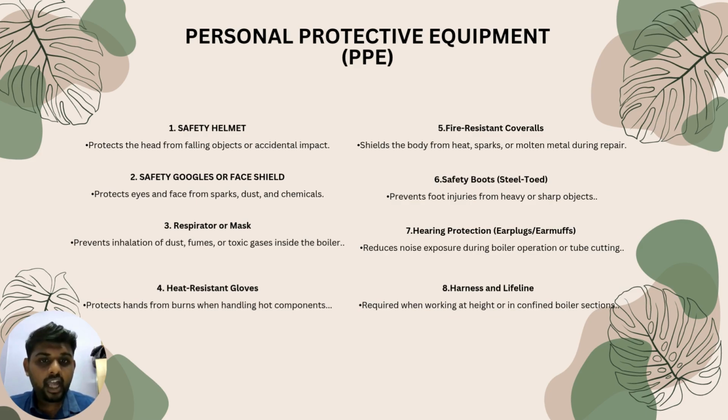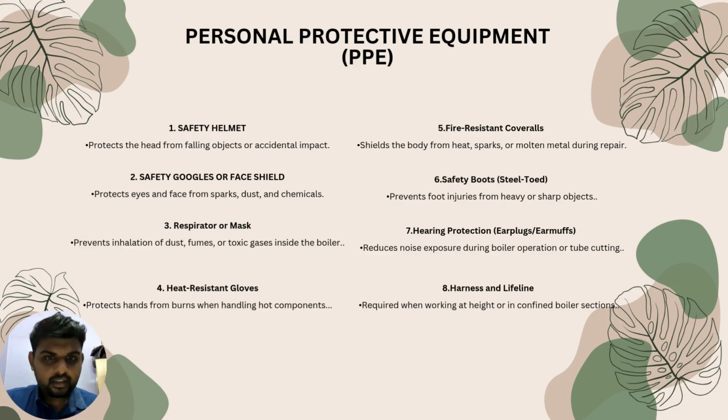Firstly, safety helmet. A safety helmet is a must-have personal protective equipment whenever we work in our plantations. It will protect the head from falling objects or impacts. Then safety goggles or face shield protect the eyes and face from sparks, dust and debris, so we can do our work properly.